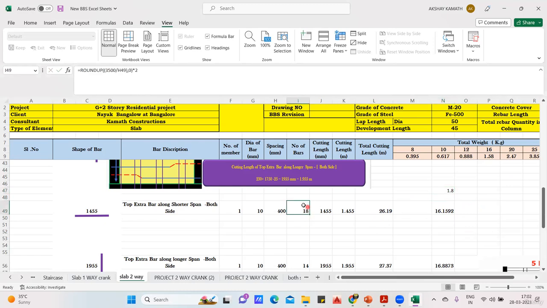And practically on the site, you cannot keep 20 top extra bars. It will be 18 only. Maybe either 18 or 19, but 20 will never come. Depends on site condition. So that is the reason, don't add plus 1 here. If you add, no problem. Nothing will happen. Don't think that you have gone wrong.